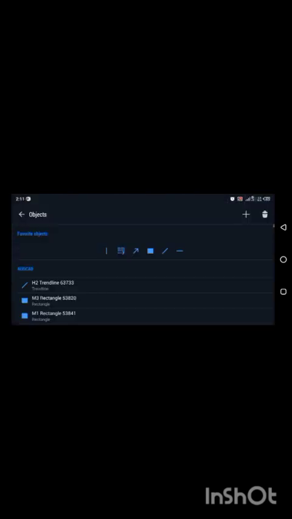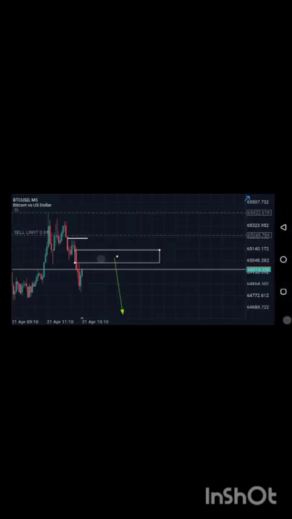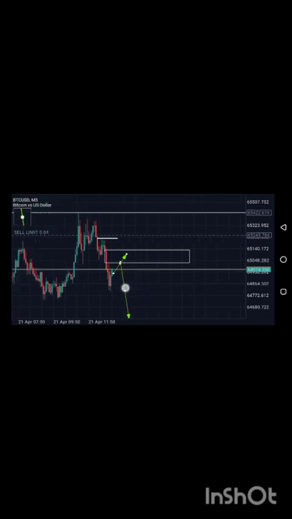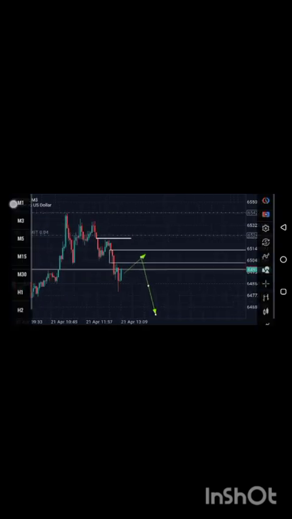But all the same, if price goes above this FVG, we'll just know that price is headed to this. If price goes above here, you know that price is going to this liquidity here. There you see how the liquidity looks like on a 1 minute.